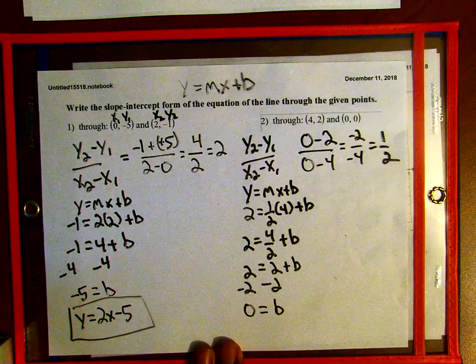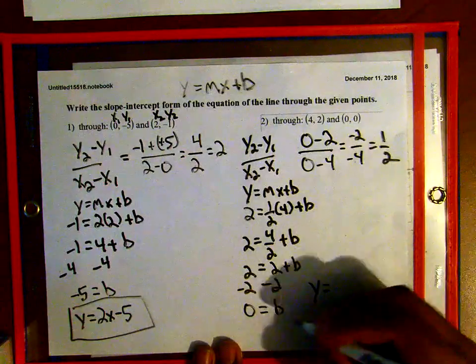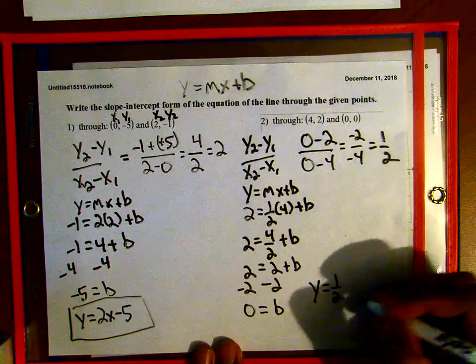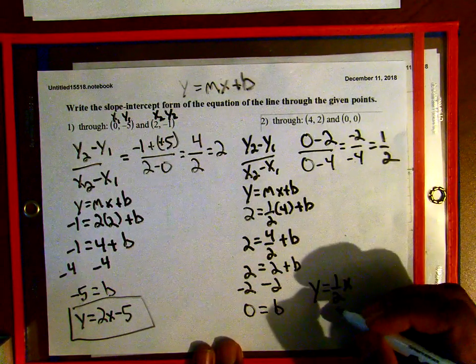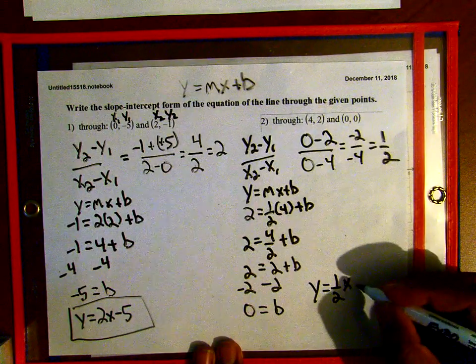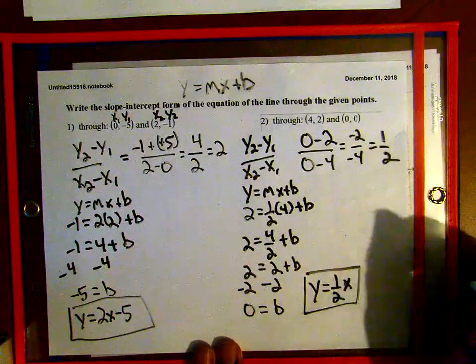Now I can go ahead and write my equation, which is going to be y is equal to my slope, which is 1/2, times x, plus my y-intercept, which is 0. Since it's 0, you don't have to put that. You just put nothing and leave that as y = 1/2 x.